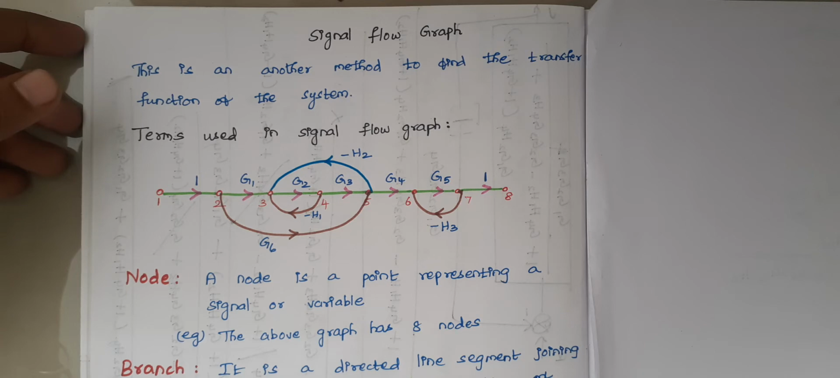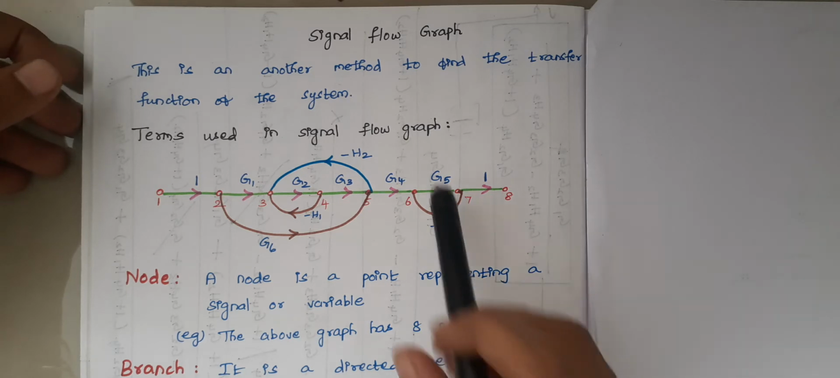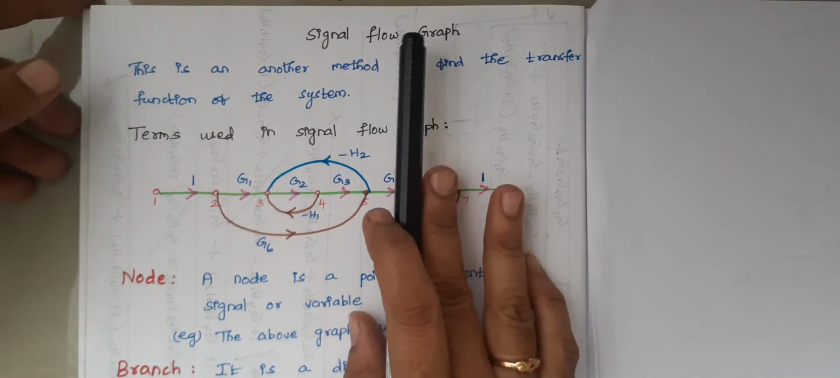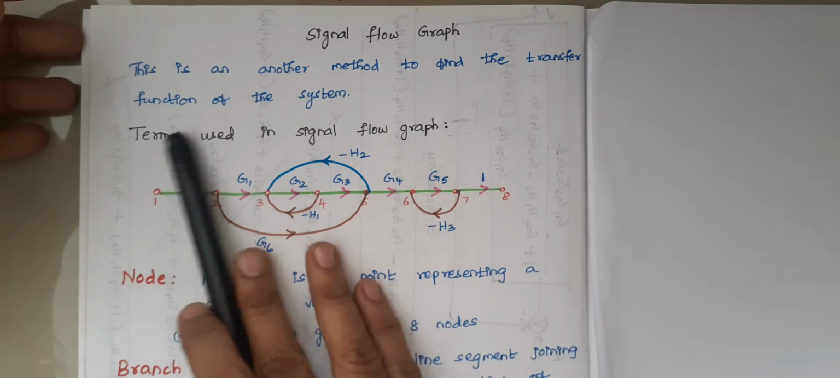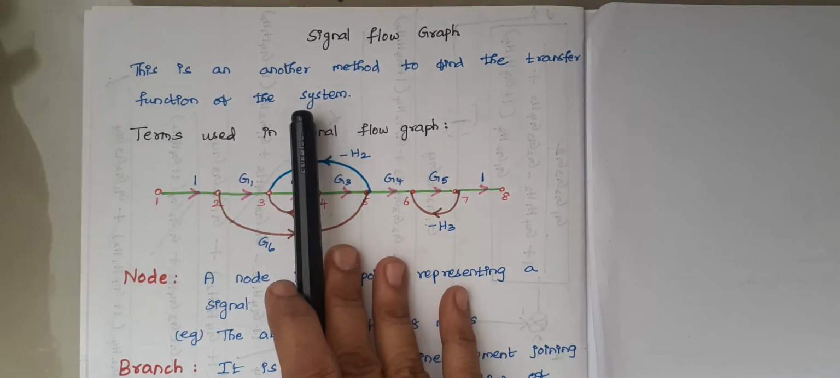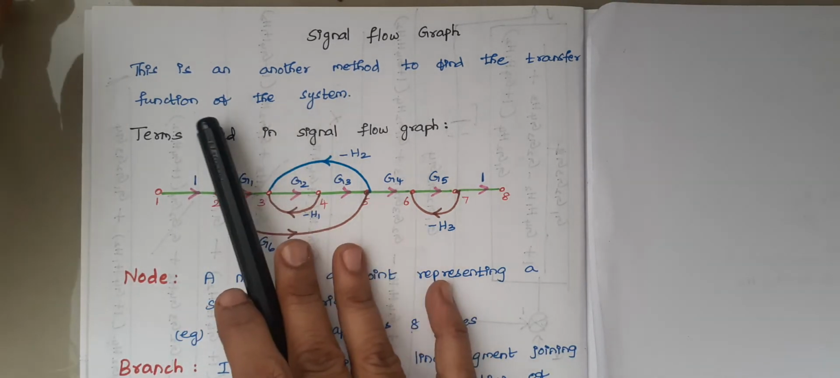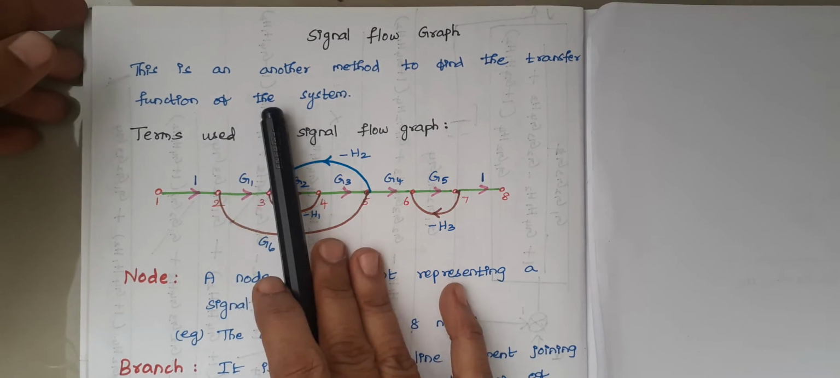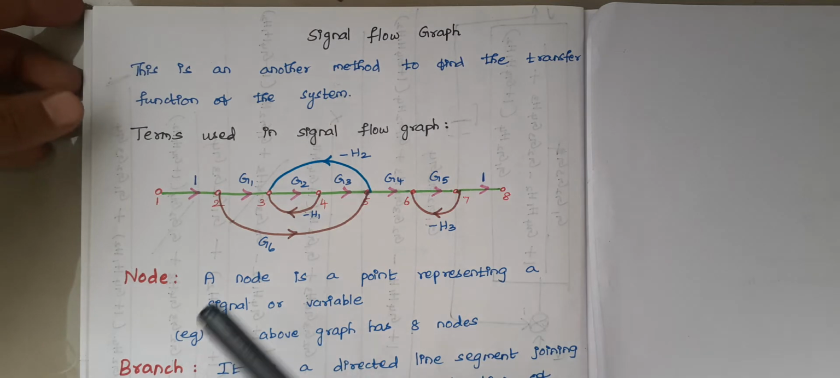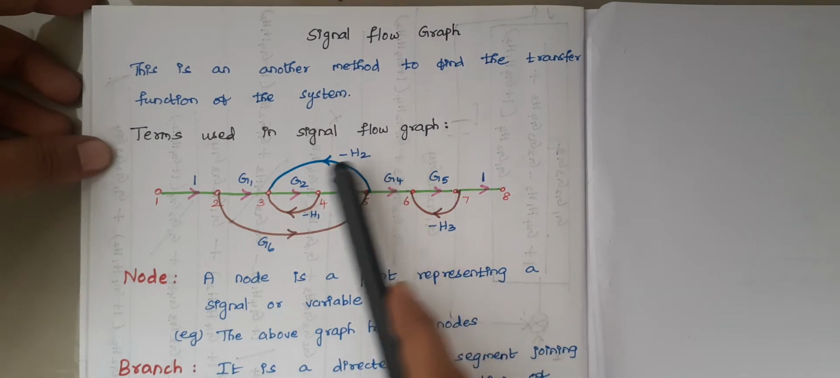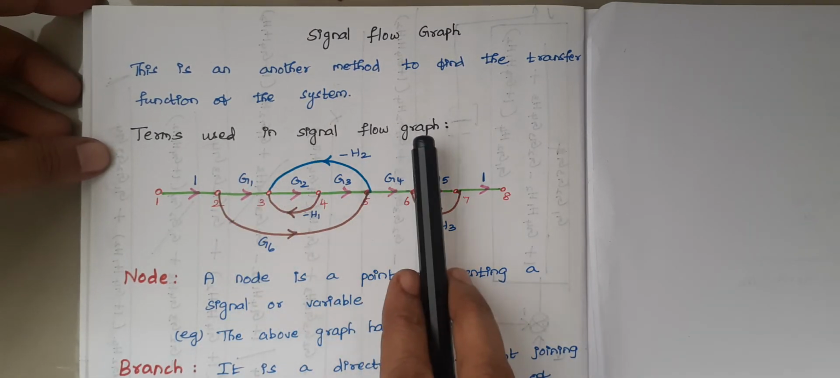Today we are going to have an introduction about signal flow graph. A signal flow graph is again used to find the transfer function of the system. As we all know, the transfer function is the Laplace transform of output to the Laplace transform of input. And now we are going to discuss the terms used in signal flow graph.